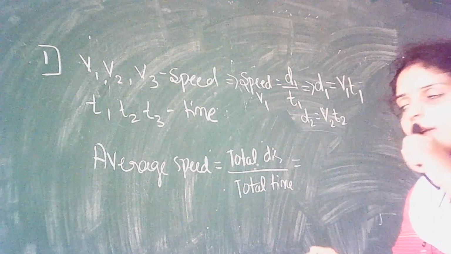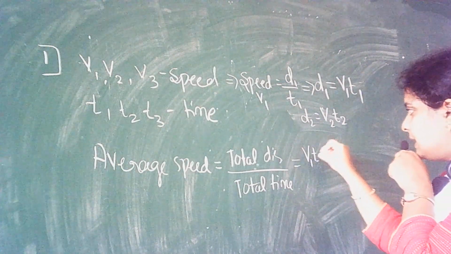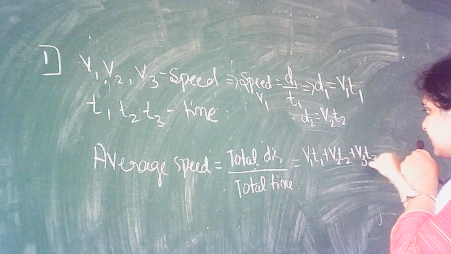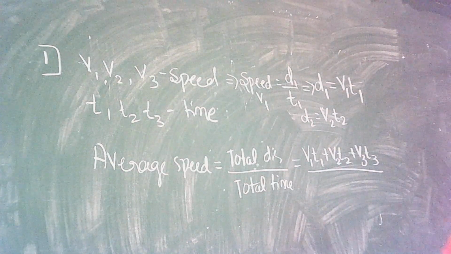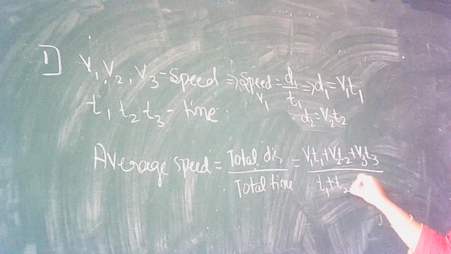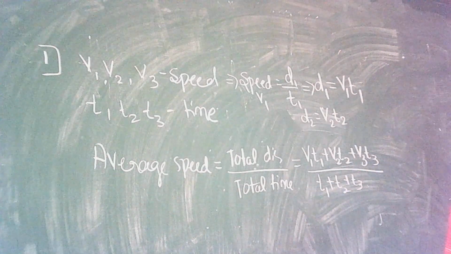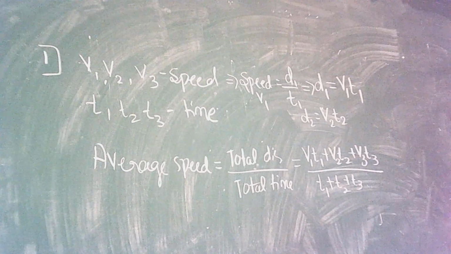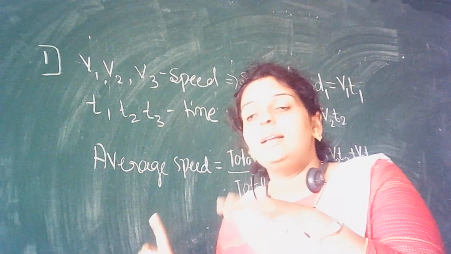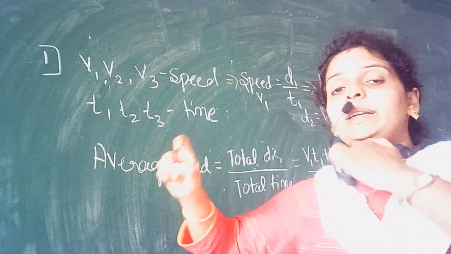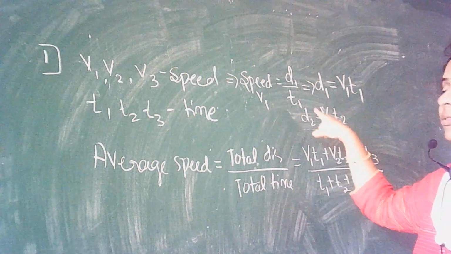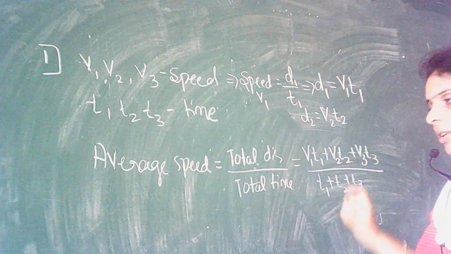So the total distance covered by the body is v1 t1 plus v2 t2 plus v3 t3, divided by the total time. The total time is t1 plus t2 plus t3. If you know the values, you can substitute and simplify. This formula is important for your competitive exams. Such types of questions will be asked. You can convert distance and speed, then simplify.